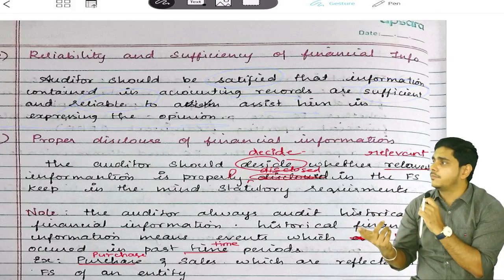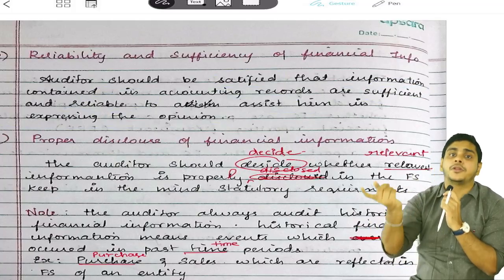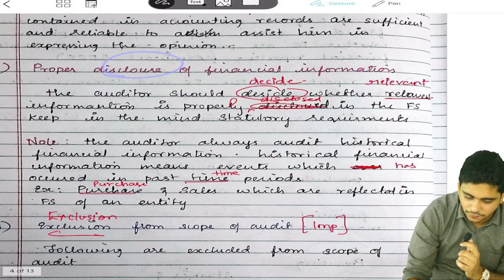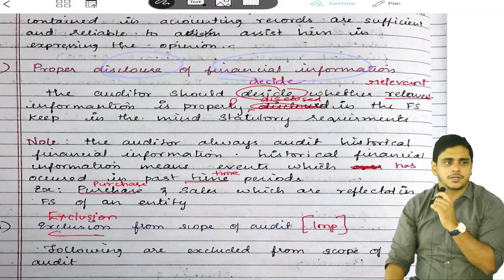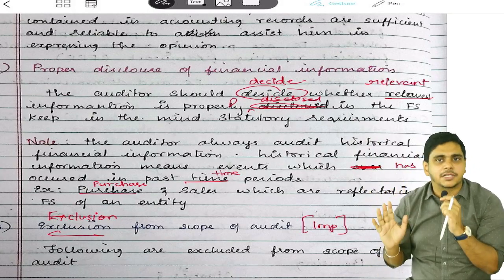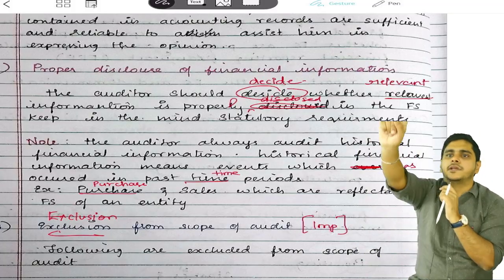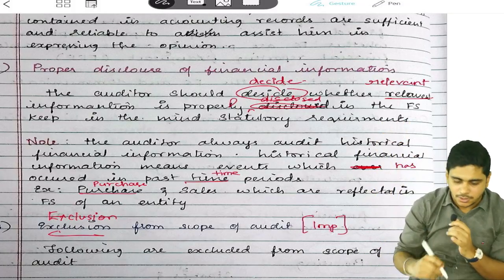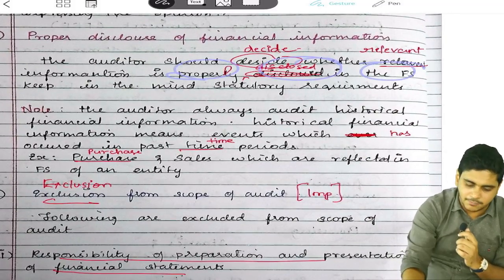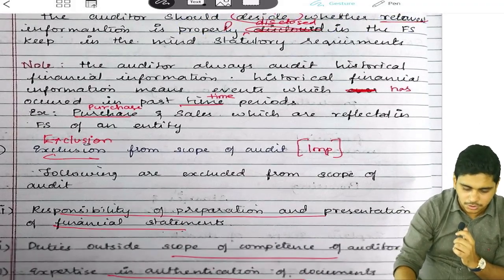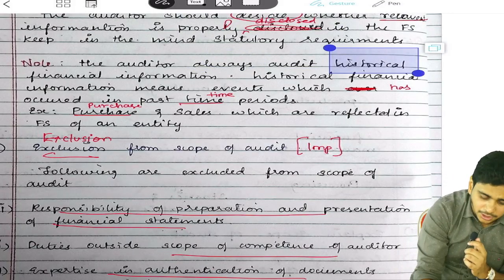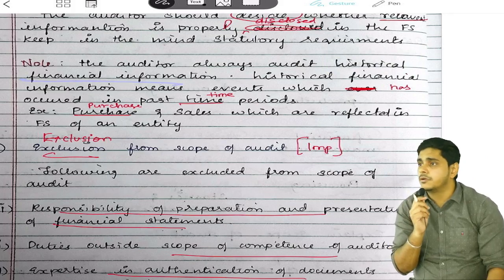As an auditor, what is our main job? To express opinion. Opinion on what? Financial statements. Third, proper disclosure of financial information. Always remember, who prepares the financial statement? Management. All the hard work is done by the management. Our work is only one thing, to express opinion. So the auditor should decide whether relevant information is properly disclosed in the FS, keeping in mind the statutory requirements. Note, the auditor always audits historical financial information. Historical means past.